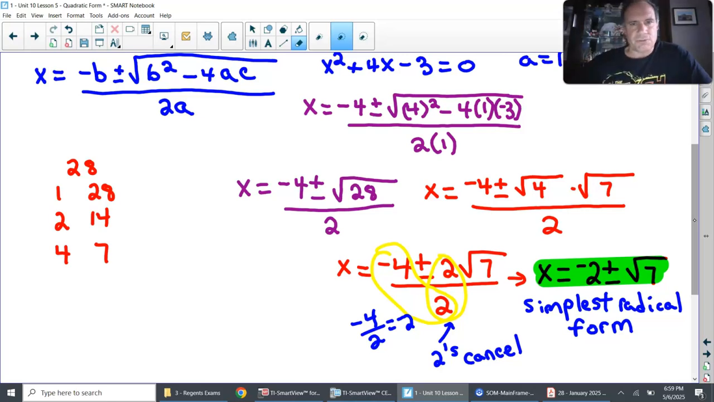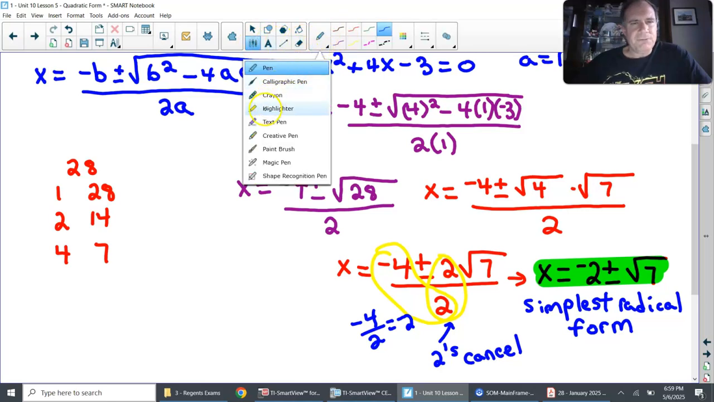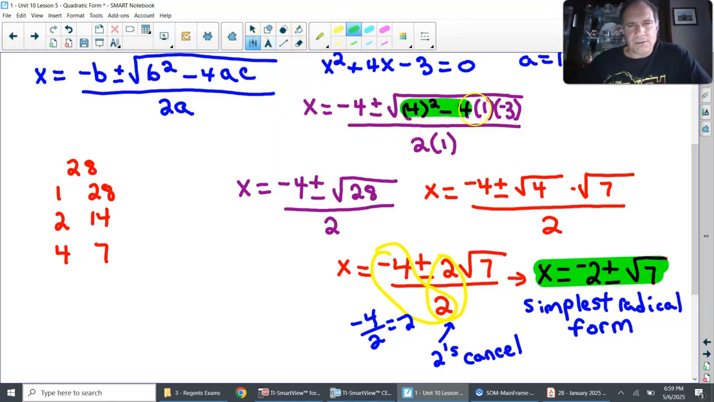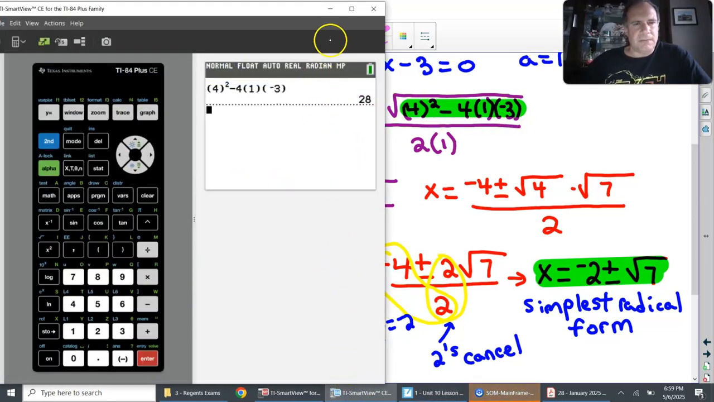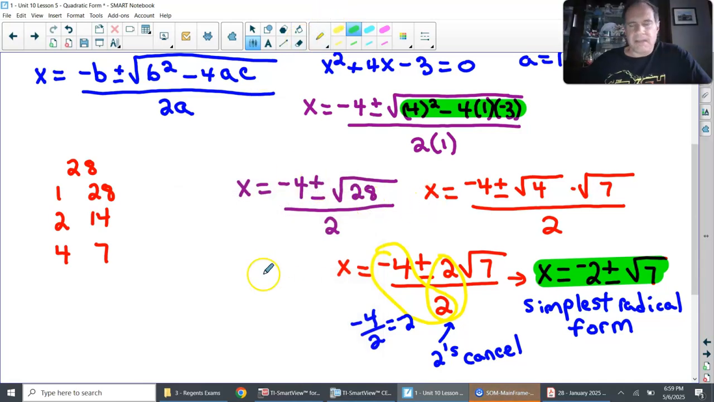It becomes the square root of 28, and that is a very, very important part, because if you don't see that, if you do go ahead and put the entire thing in, it becomes a decimal. And then you're going to round it. You're not going to put it in simplest radical form. And that's what you do.